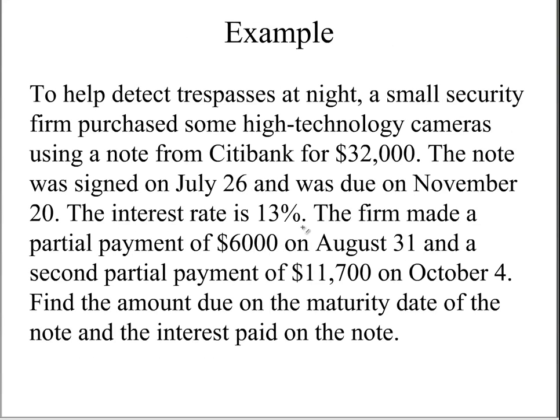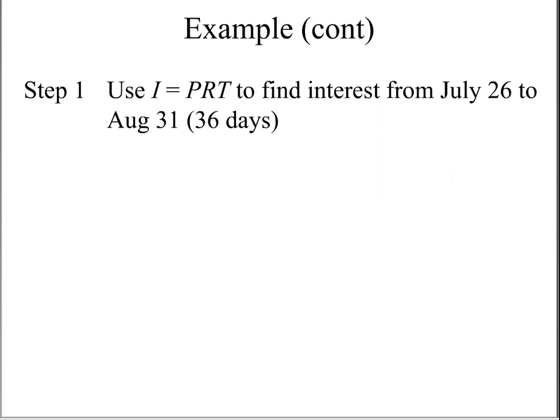To help detect trespasses at night, a small security firm purchased some high technology cameras using a note from Citibank for $32,000. The note was signed on July 26th and was due on November 20th. The interest rate is 13%. The firm made a partial payment of $6,000 on August 31st and a second partial payment of $11,700 on October 4th. We're going to find the amount due on the maturity date of the note and the interest paid on the note. So let's go through the steps.